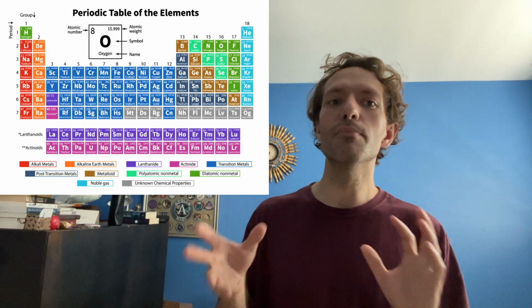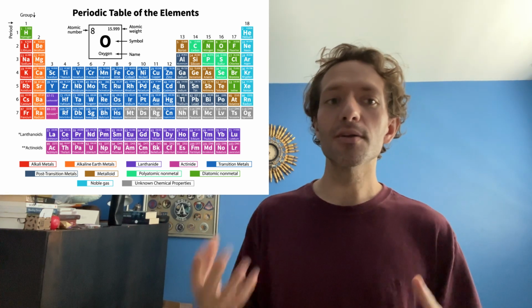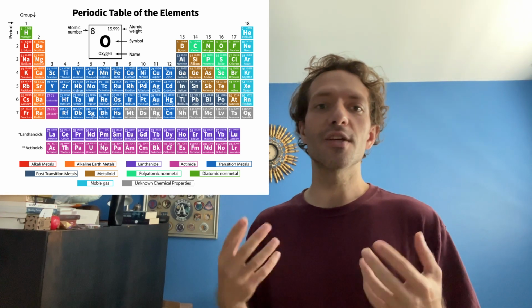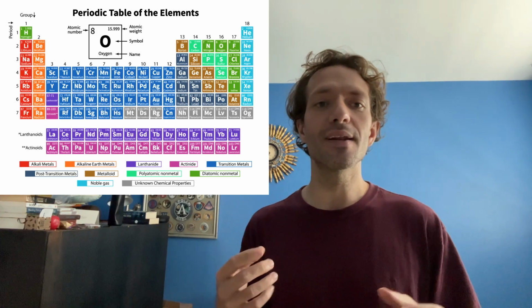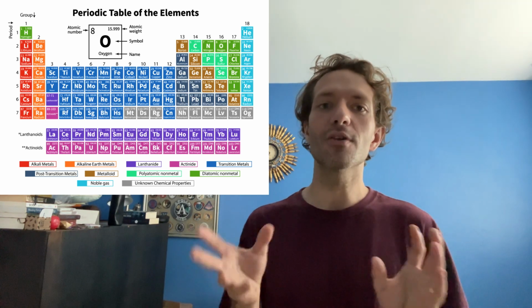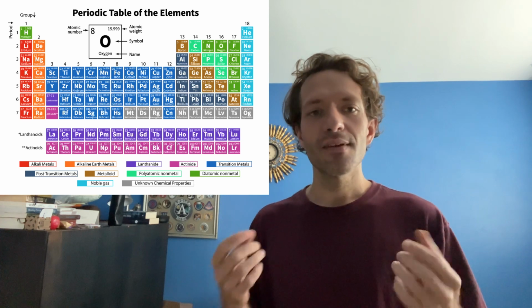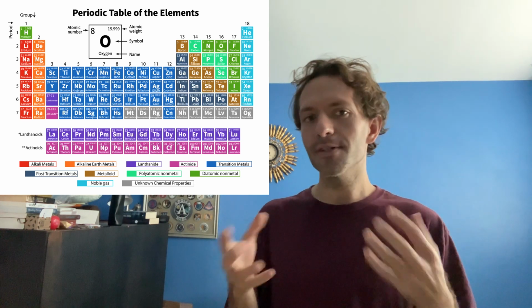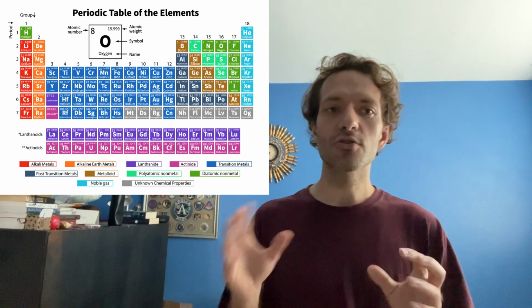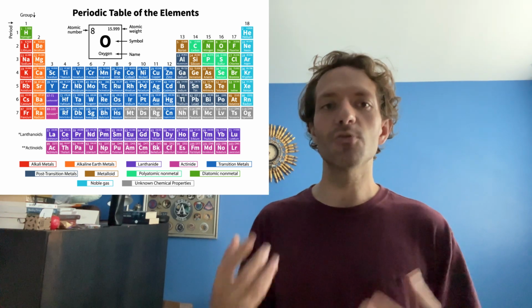Now, melting and boiling points. A melting point is the temperature at which a solid turns into a liquid, and a boiling point is the temperature at which a liquid turns into a gas. These points vary for different elements based on their atomic structure and the type of bonds between atoms.